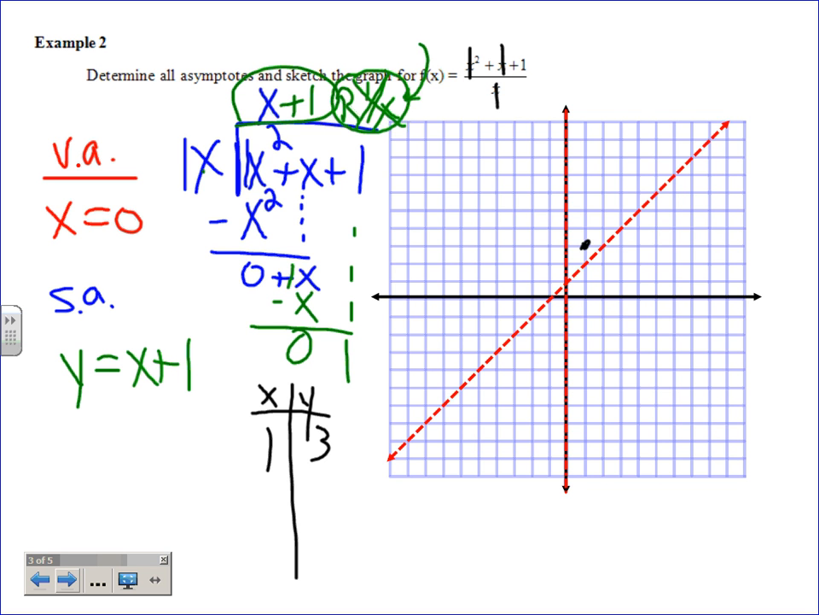Right? And so I'm guessing the graph does something like that. Right? Goes towards the asymptotes. The asymptotes are pulling that graph in. Come on over.